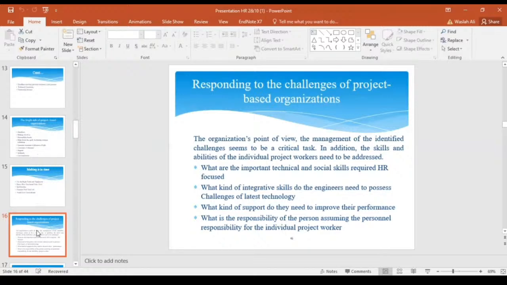The next point is about the responsibility of a person, assuming personal responsibility for the individual project worker. It means each project worker should know their responsibility. What are the responsibilities of an individual project worker?